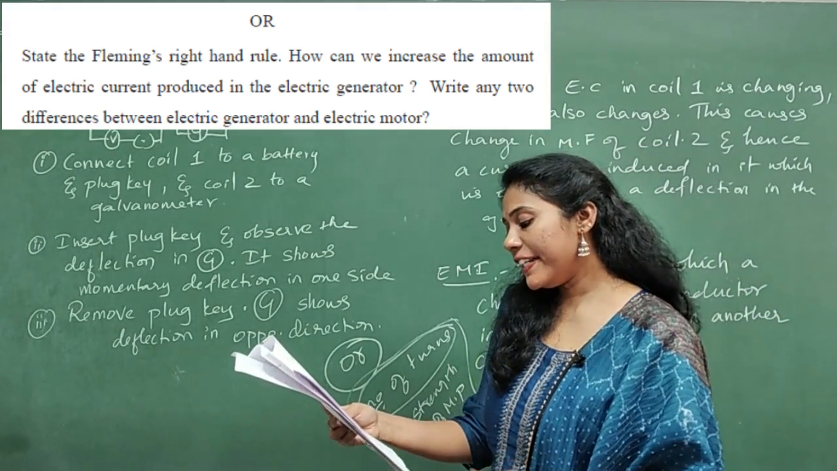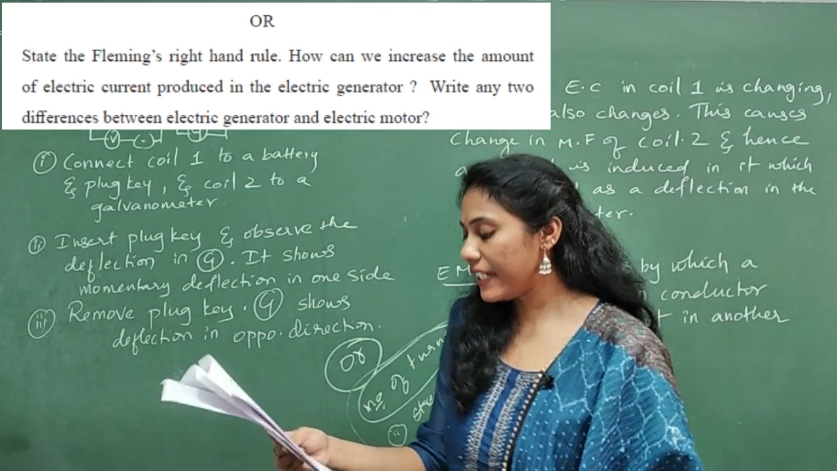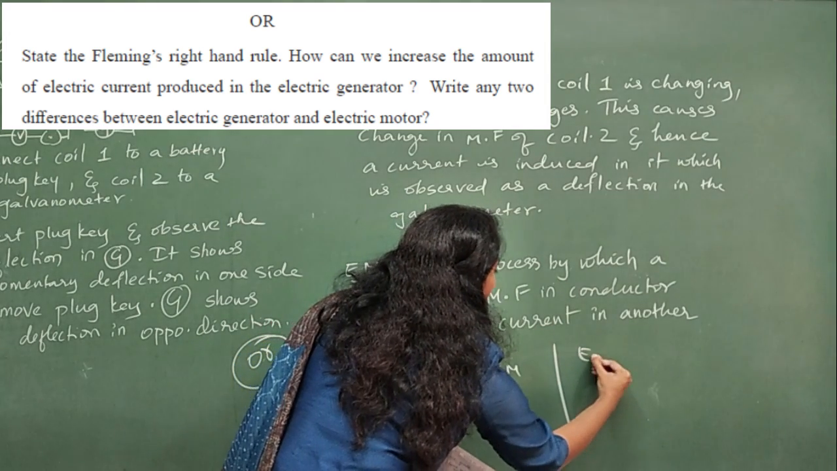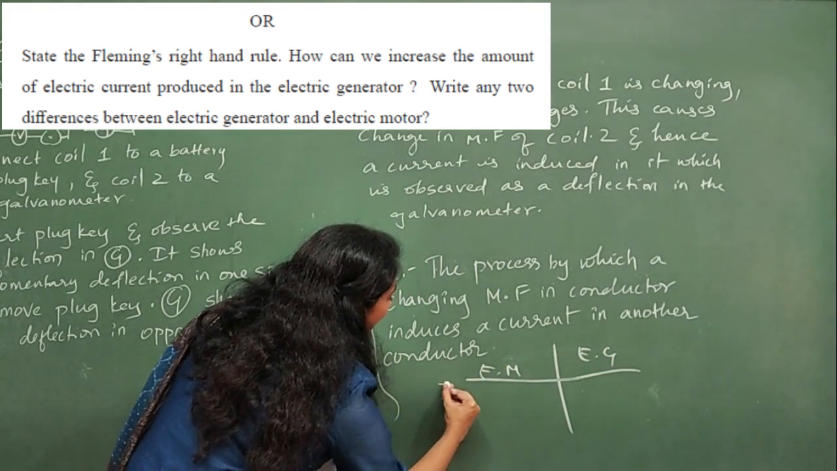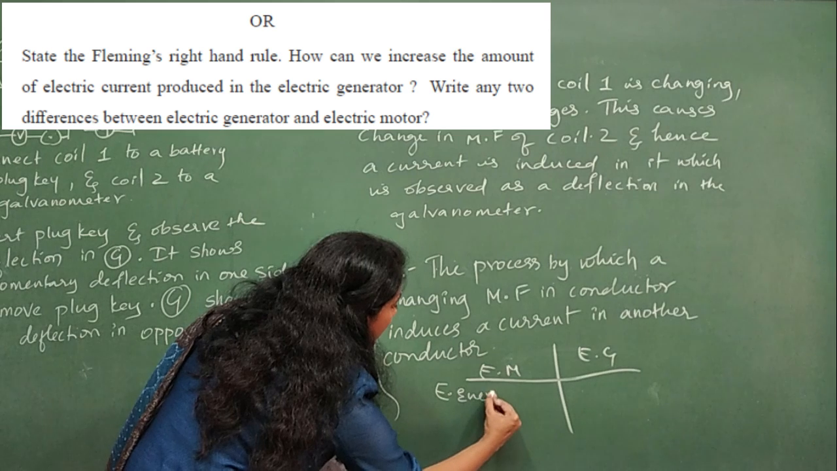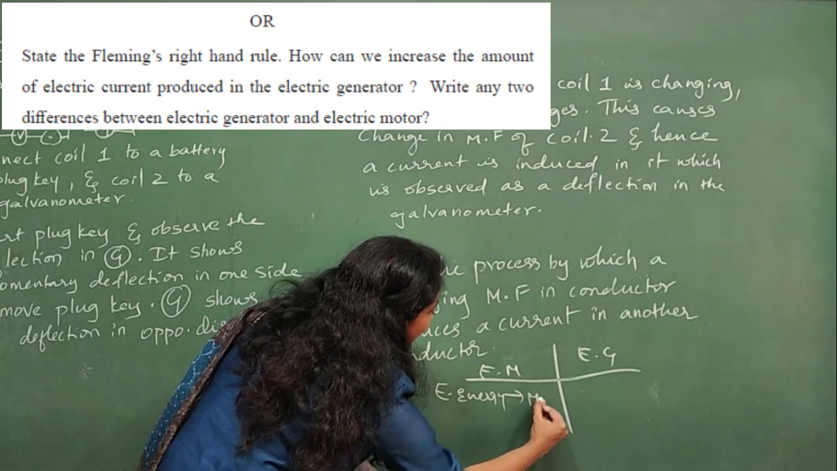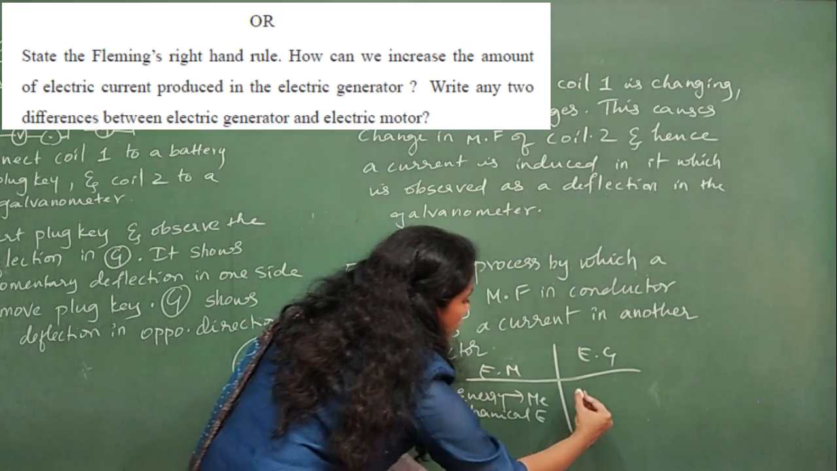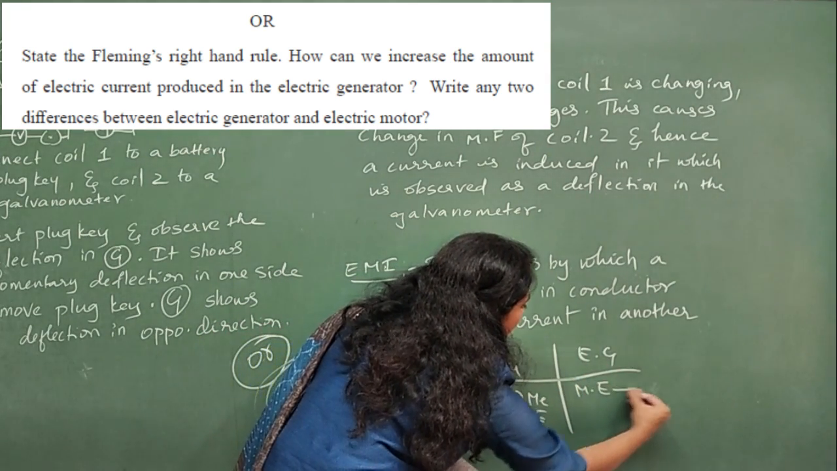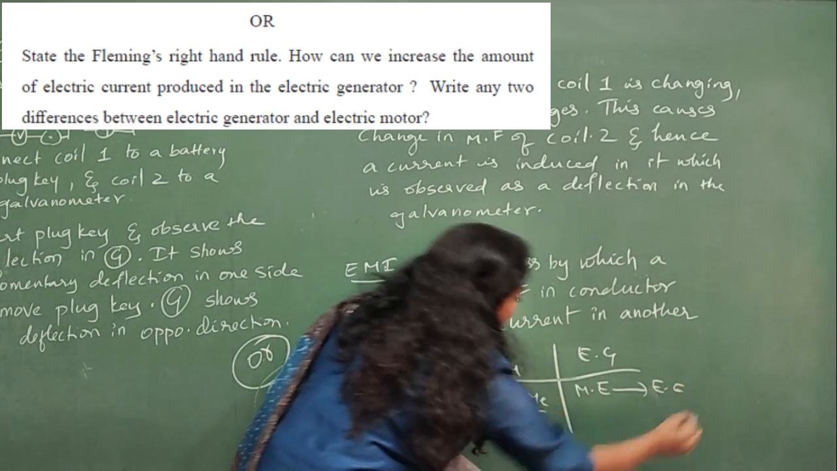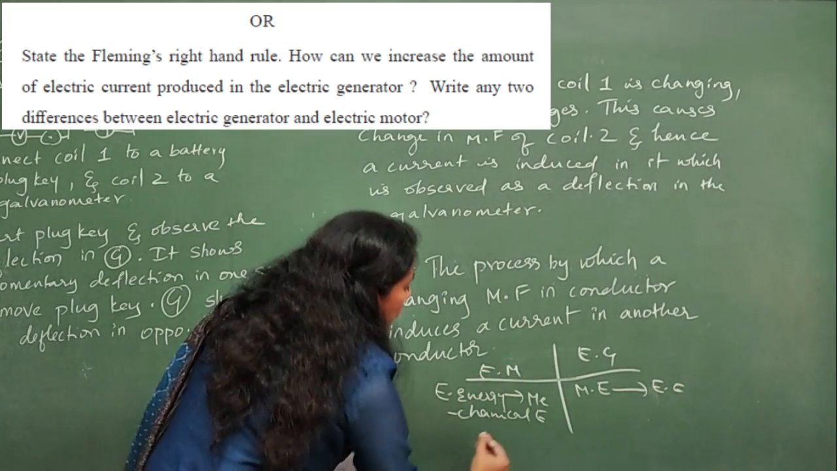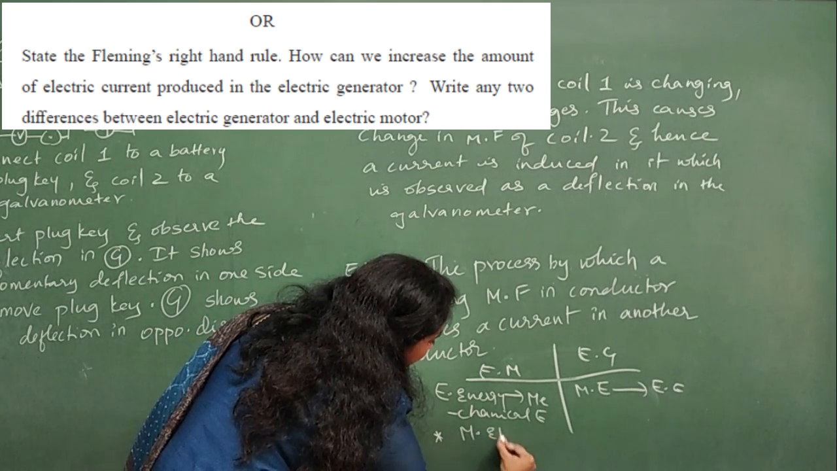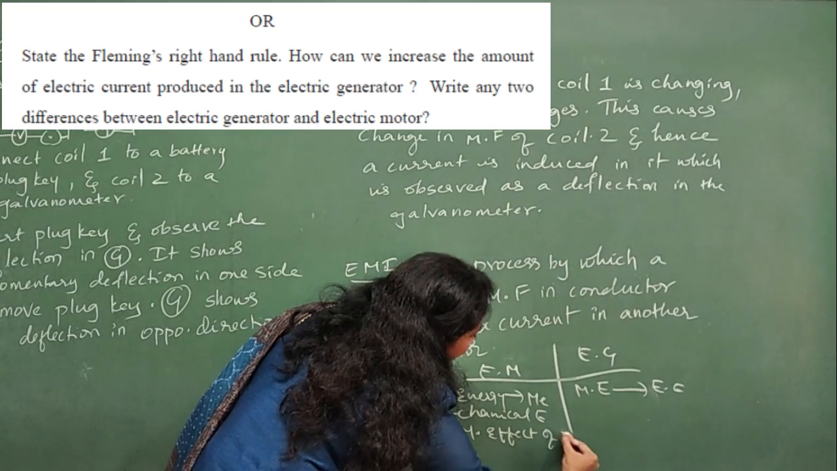And also write any two differences between electric generator and electric motor. See, electric motor and electric generator differences. In an electric motor, electrical energy is changed into mechanical energy, right? Whereas in an electric generator, mechanical energy is changed into electrical energy, right? And an electric motor works on the magnetic effect of electric current.